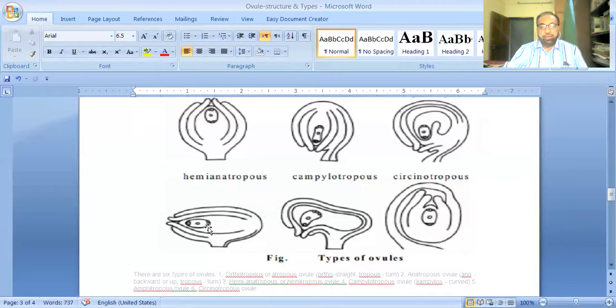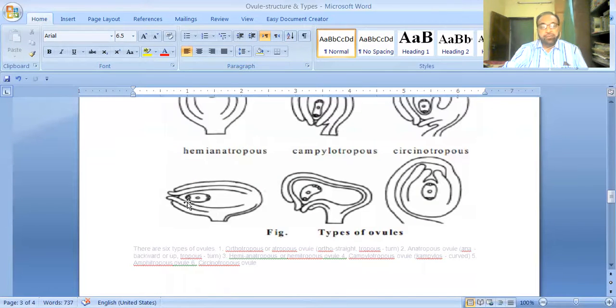So totally how many have you seen now? This 1 plus 2 means 3, plus 3 is 6, and in the central side you will find that 2 polar cells are present, which are also called secondary nuclei. So in this way 8 nuclei are present. That's why this particular structure is called the embryo sac, a bag-like structure, because an 8 nucleate structure is present in the central site.